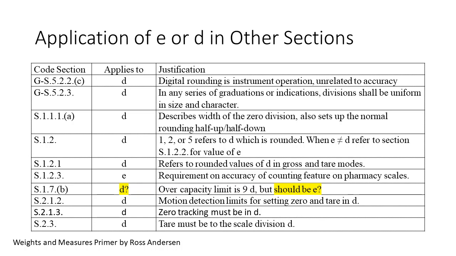S111A addresses the zero division D of the instrument. Center zero sets up the normal rounding, half up, half down. S121 addresses indications of gross, net, and tare, which are in displayed divisions D. Note again that division D is always used in the transaction. S17B addresses overcapacity of 9D, which the test group chose to leave unchanged. The R76 requirement is 9E. We may want to revisit this.